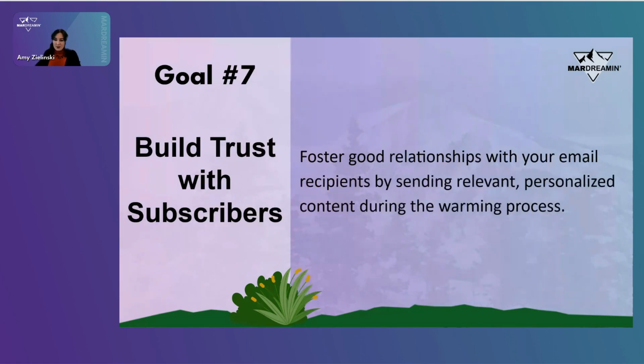Number 7 is to build trust with your subscribers. So you want to foster good relationships with your recipients by sending relevant, personalized content. This is always true, right? So we want to make sure we're always sending relevant, personalized content to our subscribers. But it's even more important during the IP warming process because you want to get, again, those clicks and those opens. And doing that is easier with personalized content.